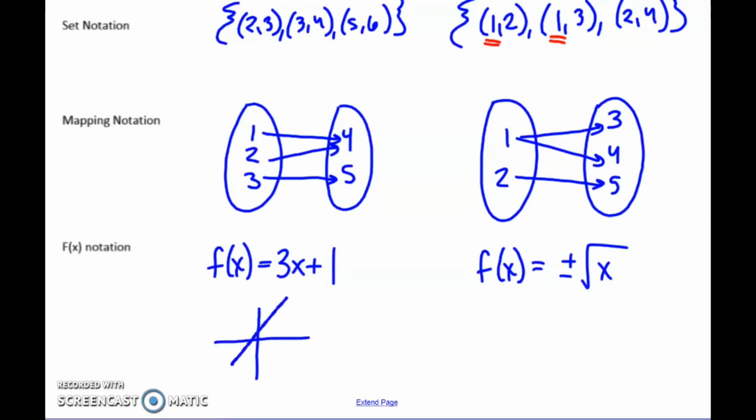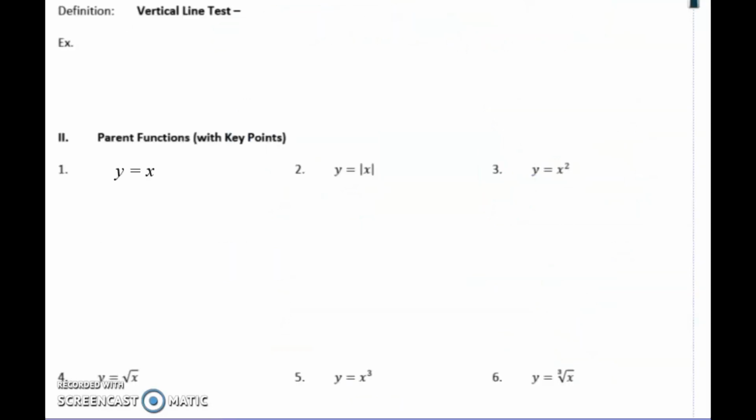3x plus 1 is going to look something like this. And plus or minus square root x is going to look something like this, a sideways parabola, kind of. All right, we're going to discuss next why plus or minus square root of x is not a function, while 3x plus 1 is. That's our definition of the vertical line test. So all functions pass a vertical line test.